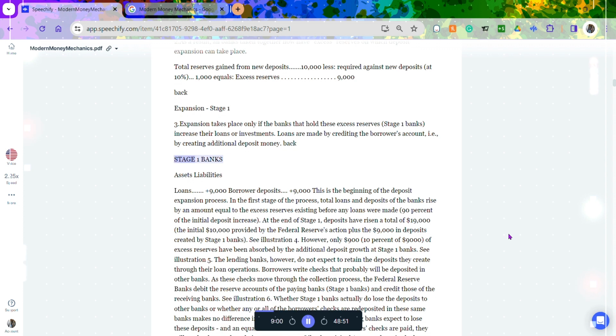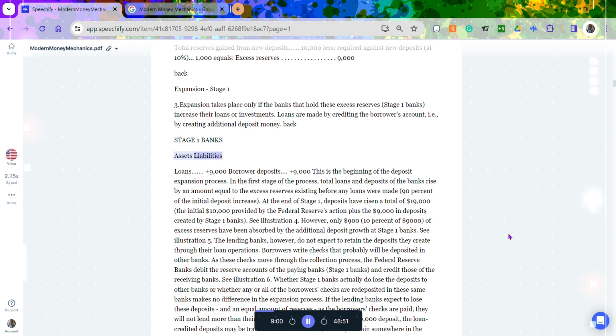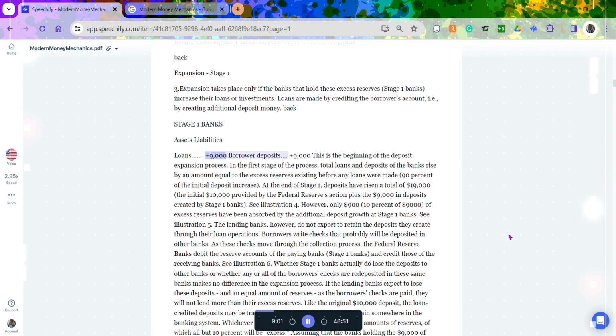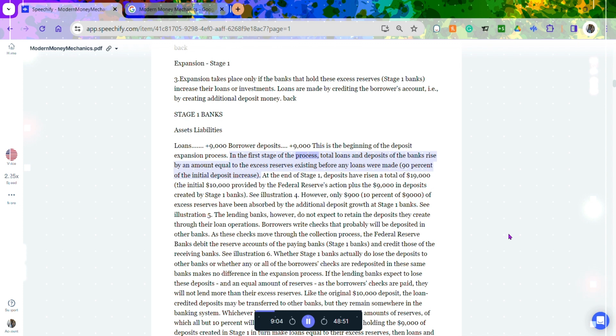Stage 1 banks, assets: loans, plus 9,000; liabilities: borrower deposits, plus 9,000. This is the beginning of the deposit expansion process. In the first stage of the process, total loans and deposits of the banks rise by an amount equal to the excess reserves existing before any loans were made, 90% of the initial deposit increase.